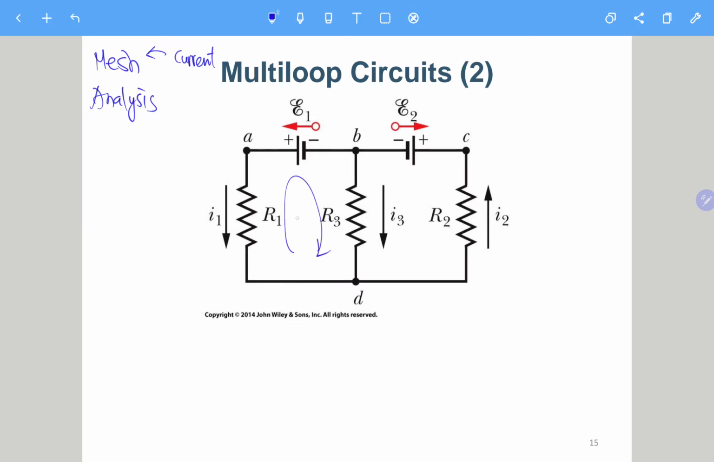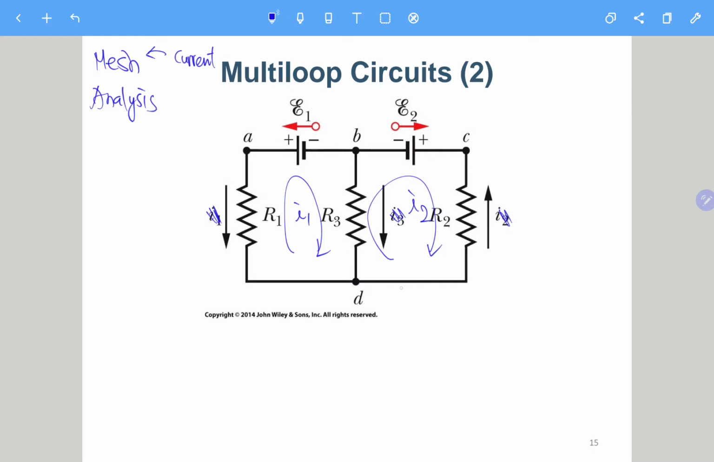This is so-called I1. We can just ignore the I1, I2, I3 here. We consider this is I1, and this is another mesh called I2. So I1 and I2 are the two meshes we defined. You can define them to be clockwise or counterclockwise. It's just up to you.